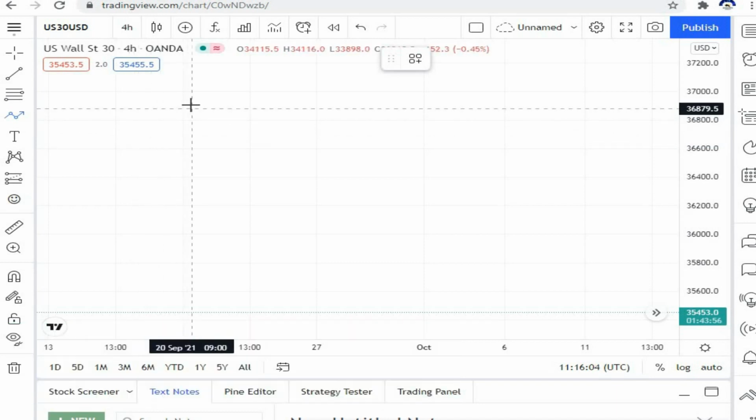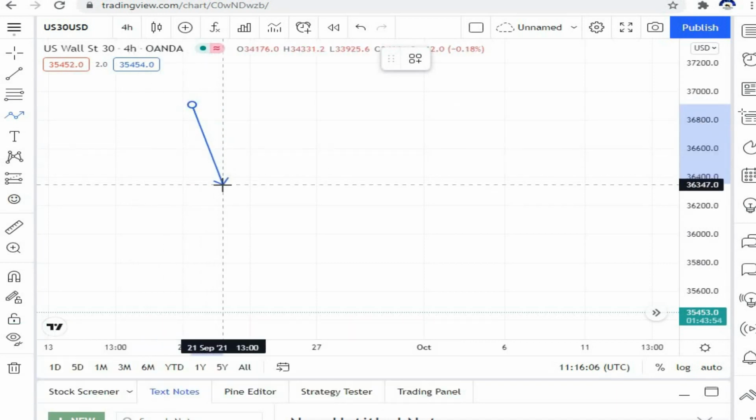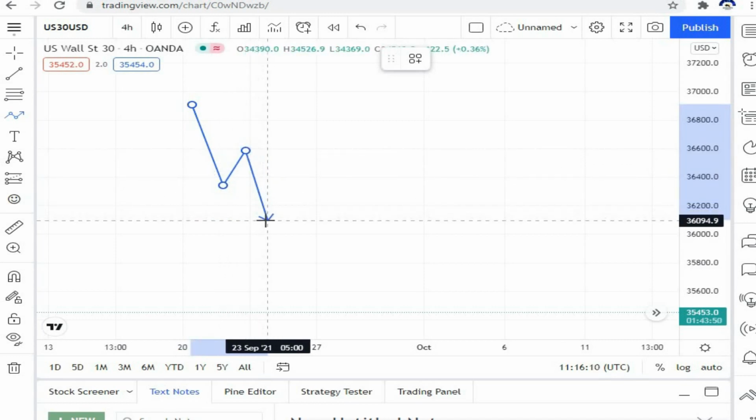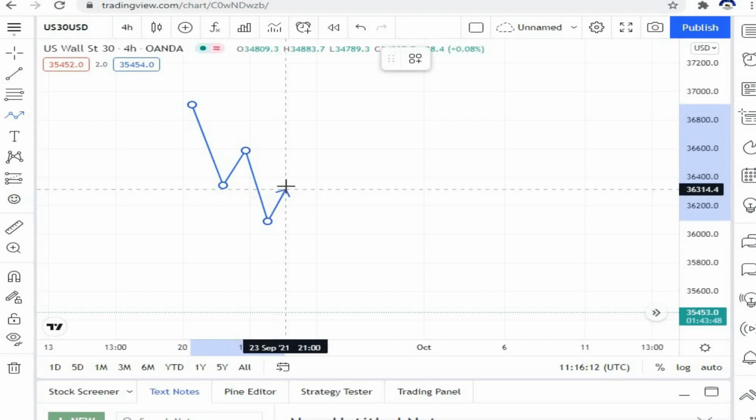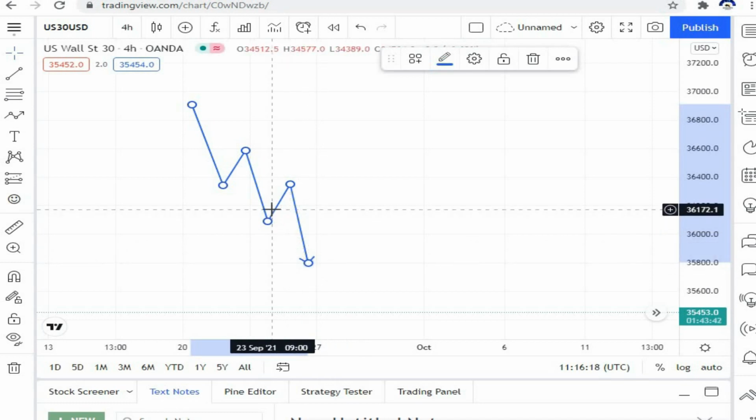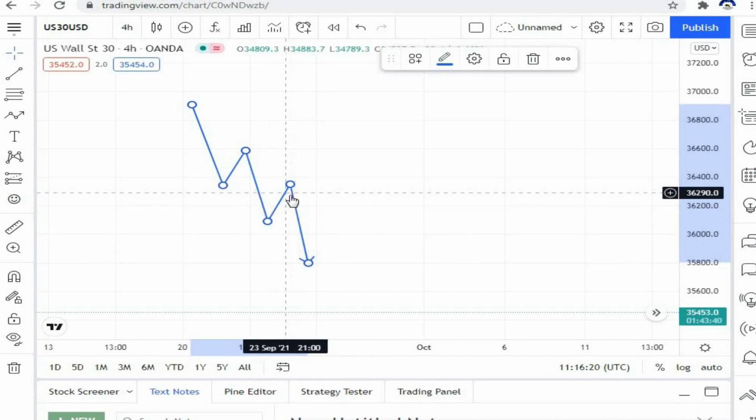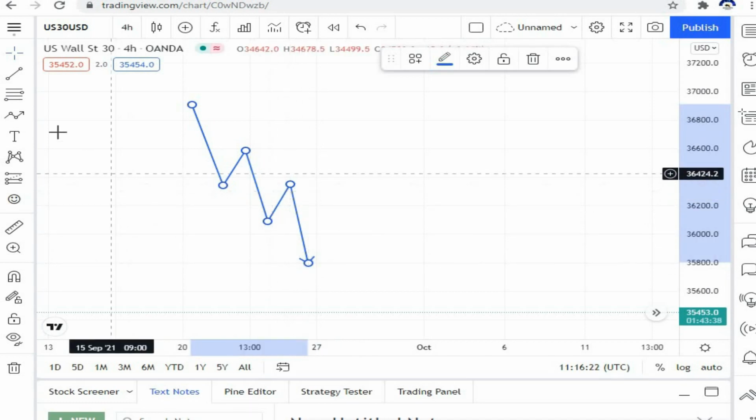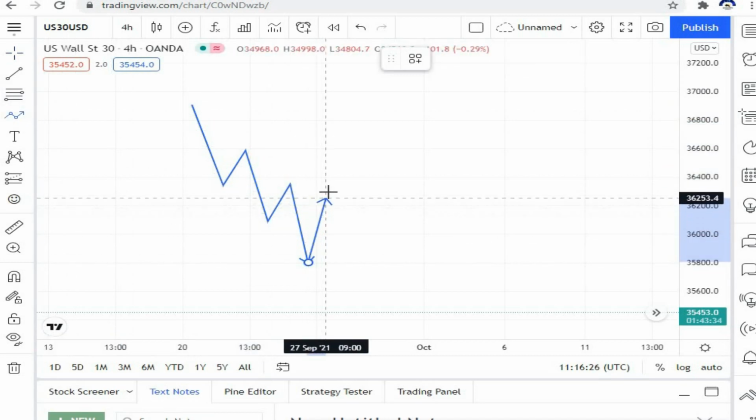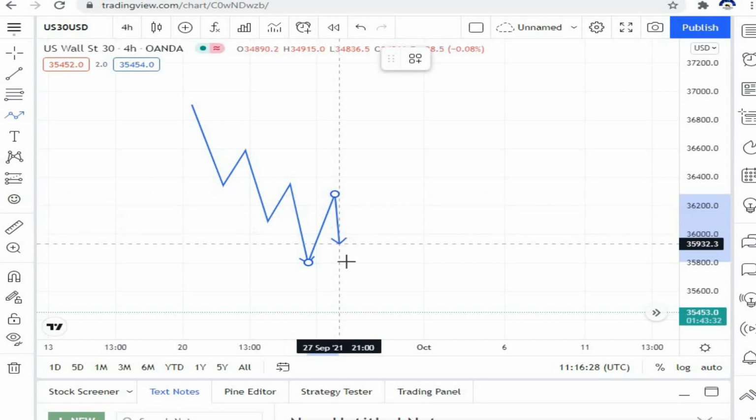So let's say the market has given us something like this: drop, base, drop, base, drop. So when they give you this drop, base, drop, what you want to see is the market coming back to the order block, which is this one, and then continues going down.